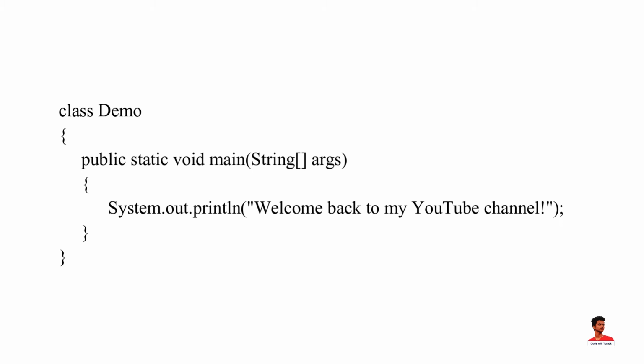In this example, we have used System.out to print a string. Here, System.out is a type of output stream. Similarly, there are input streams to take input.